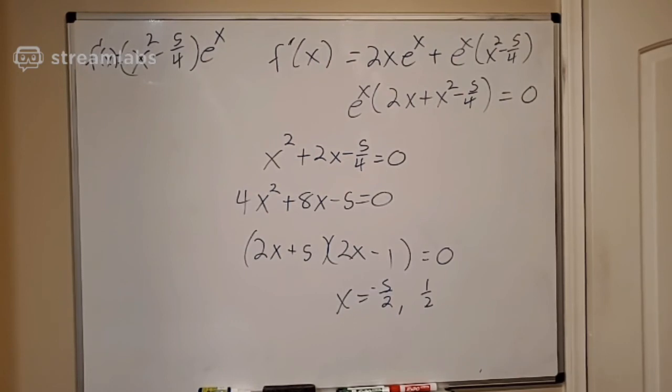Moving on to C. Any questions on that? You would do your number line there and it changes sign at both. What are the answers? I just told you it changes sign at both. So they're both points of inflection. Negative 5 halves and 1 half are points of inflection because it changes sign. And by it, I mean the second derivative.